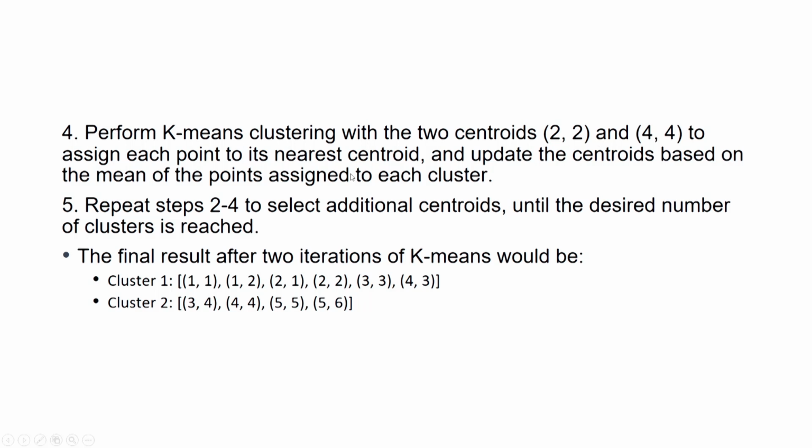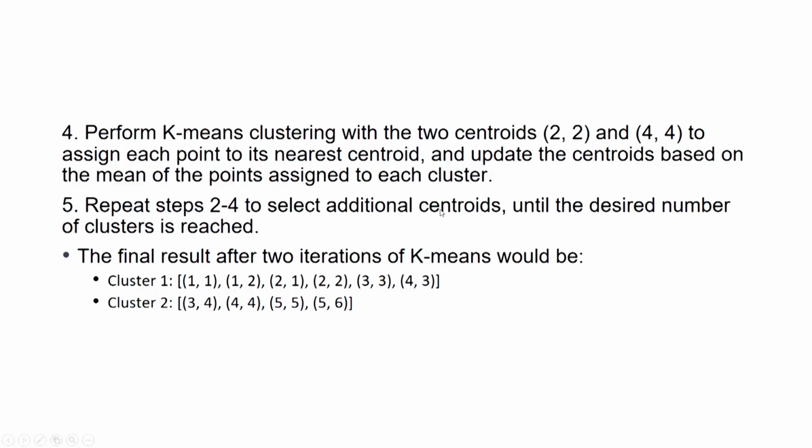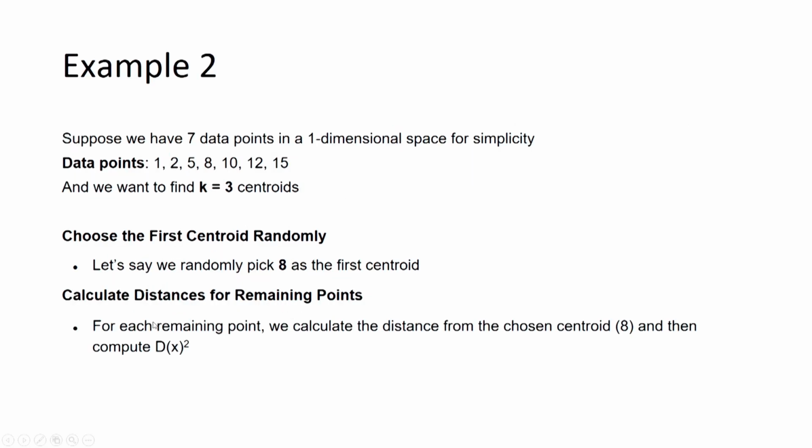So, we can apply k-means here and we will get the final clusters, but if we want more clusters, we will apply these steps again and again until the desired number of clusters is reached. In our case the final result after 2 iterations will be: this is the first cluster and this is the second cluster. Now, we will see another example where we talk about 3 centroids or 3 clusters.